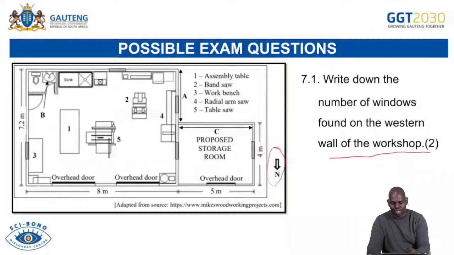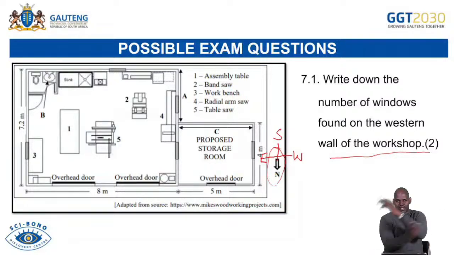because you know that if this is north, then this will be the east, this will be the west, and this will be the south. So this will be the east and that will be the west. It's just the normal compass, but it's upside down. It is now upside down, so we just need to be careful. Right, so which wall is the western one? So the western one is this. This is the western wall.